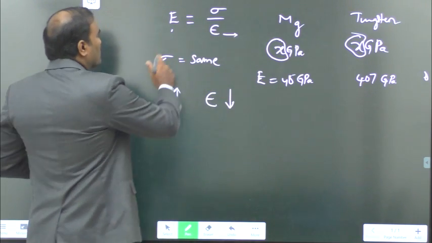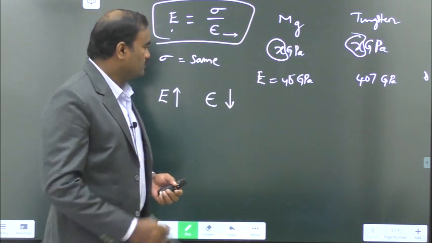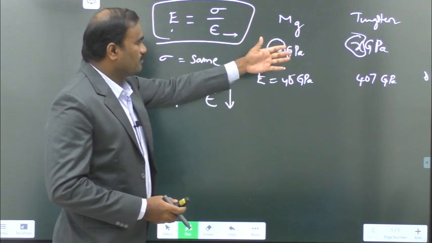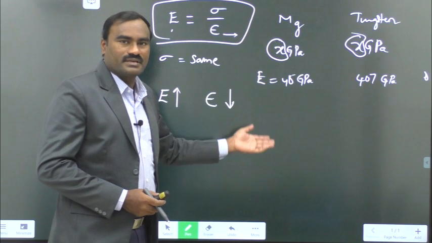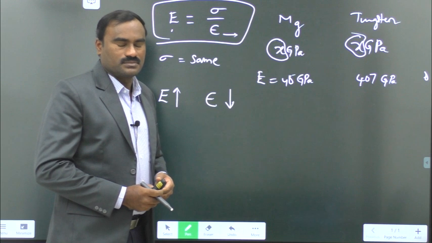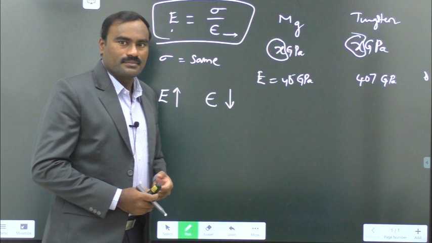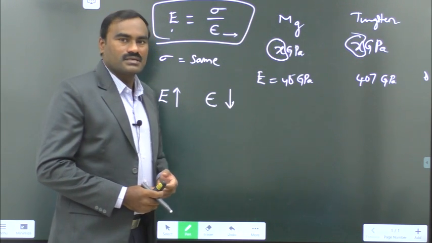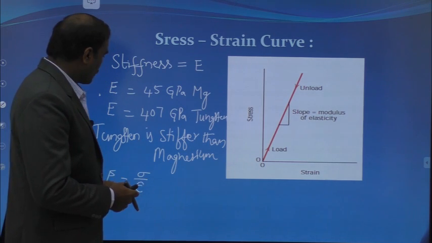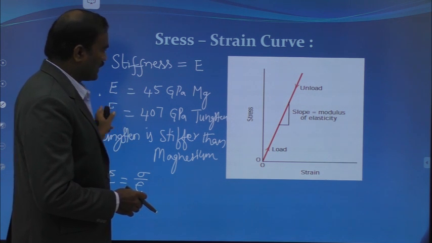So Young's modulus is E is equal to sigma by epsilon. We have two examples, magnesium and tungsten. Magnesium has a very low Young's modulus or modulus of elasticity, whereas tungsten has a very high modulus of elasticity, that is 407 gigapascal. Now let us move on to the next point. How do we calculate E from the graph?